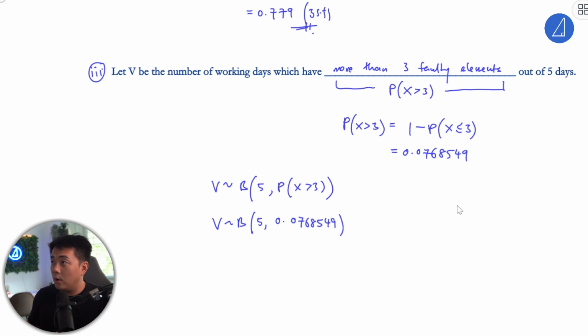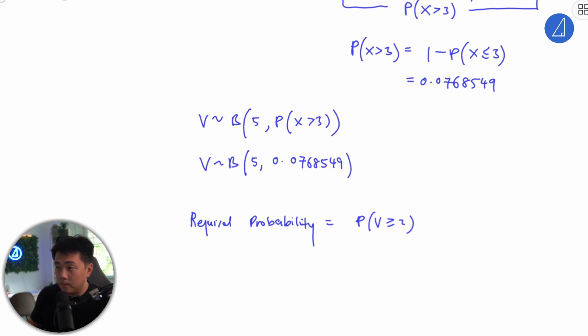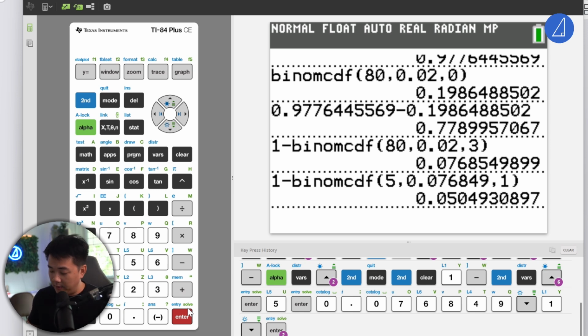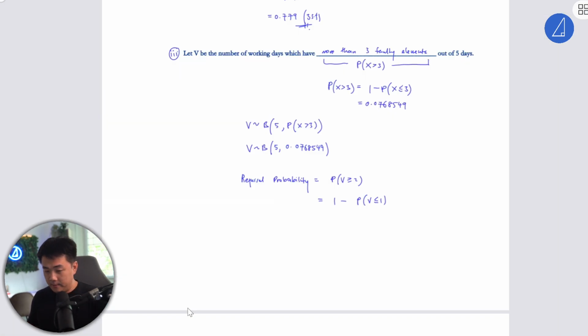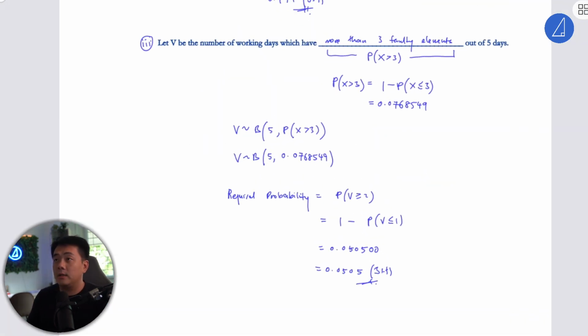Then from here, what we want is at least 2 days out of 5. So the required probability is P(V at least 2), which is 1 minus P(V at most 1). Here will be 0.05049. I keyed wrongly, so 0.050500. Alright, so that's the answer.